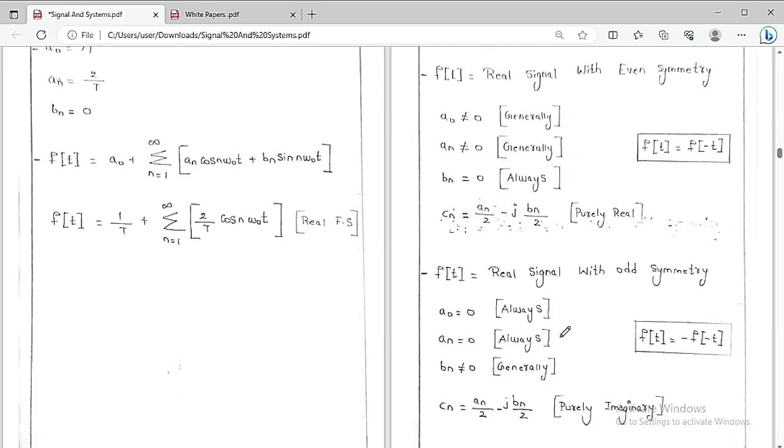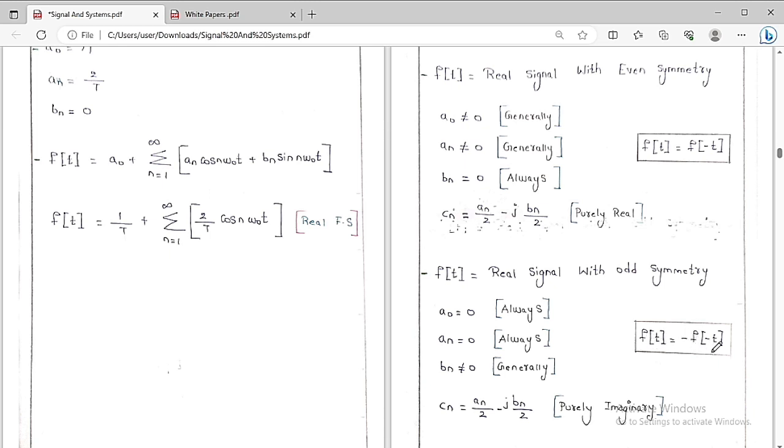So now let's go for the other case. Suppose f(t) is a real signal with odd symmetry. Real signal means there is no complex term j, and odd symmetry means it is an odd signal. Then I have already told you for an odd signal f(-t) is equal to minus of f(t). So f(-t) is equal to minus of f(t), or you can write it vice versa also.